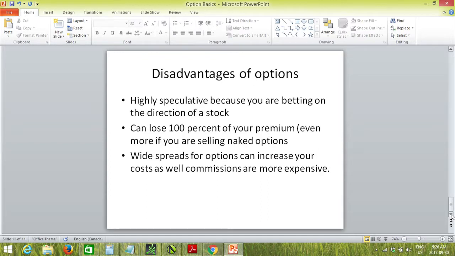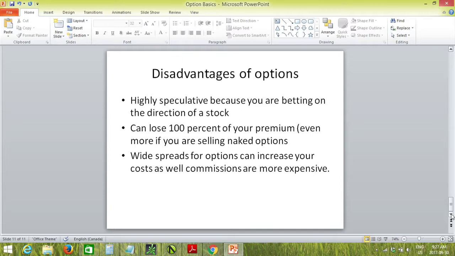Okay. So disadvantages: obviously, options are highly speculative because you're betting on a direction, right? No one knows where a stock is going to be a month from now, 2 months from now, right? You can take an educated guess as to where you think it will be, but ultimately you are taking a gamble on that. So with that, of course, you can lose 100% of your premium, right? You can lose even more if you're selling naked options. Again, that has to do with selling options. We'll cover that at a later point.